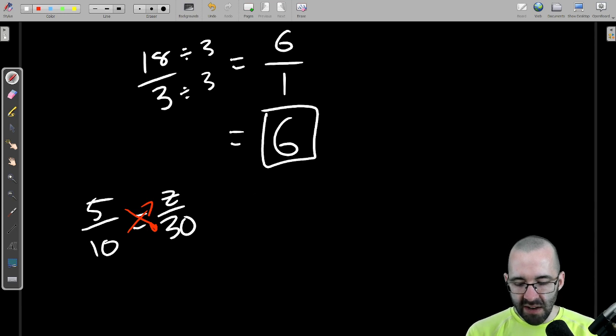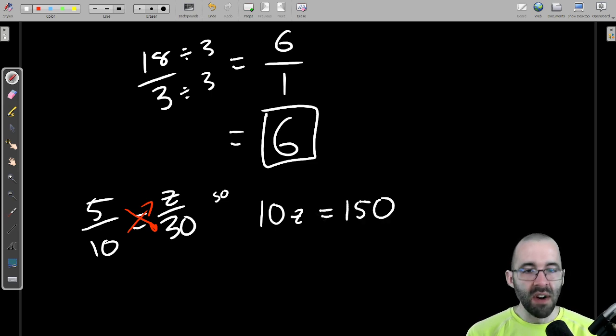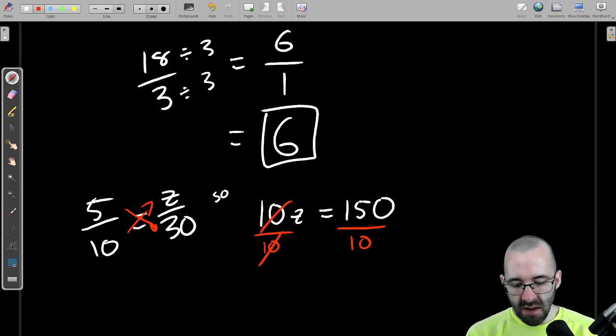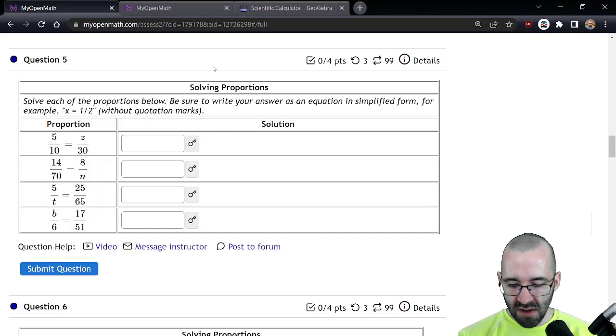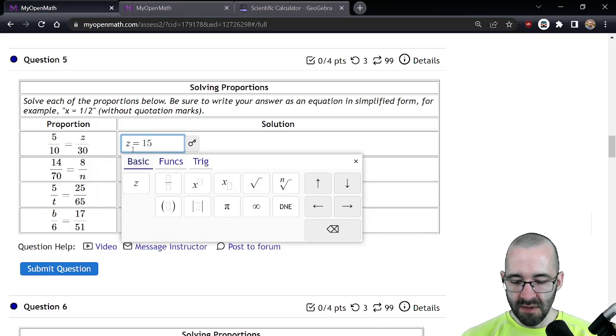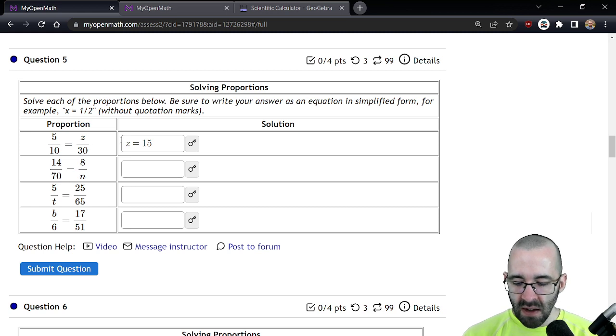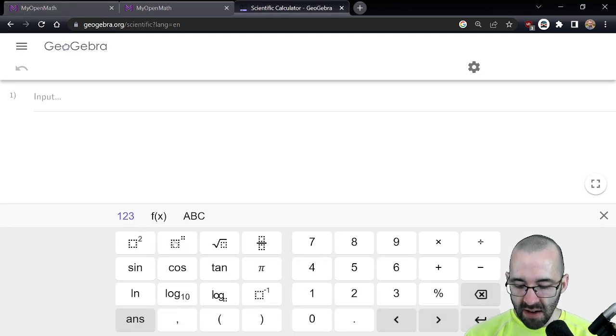If you do that, we get 10 times z, which is 10z, and that's going to equal 5 times 30. 5 times 30 is 150. Now I can divide both sides by 10 to get the z by itself. On the left-hand side, the 10's cancel. On the right-hand side, 150 divided by 10 is just 15. And we'll get z is 15. That's what we're going to write as our answer because that's how it specifies it wants the answer. Just like so.